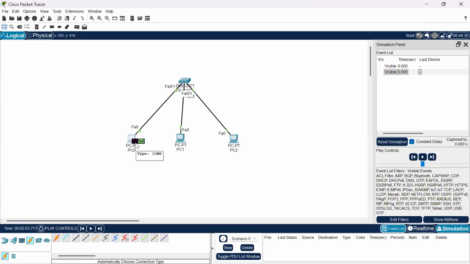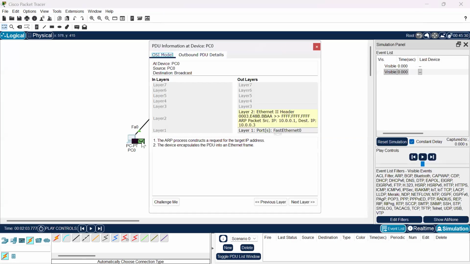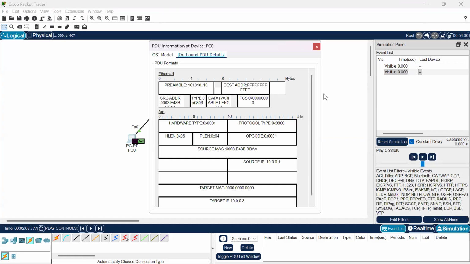This is ICMP, and now you see here. What is it in? Ethernet header. What is the source MAC address? The MAC address of the particular device. And what is the target MAC address? All F. All F means what? Broadcasting.